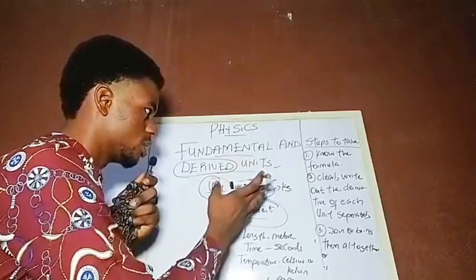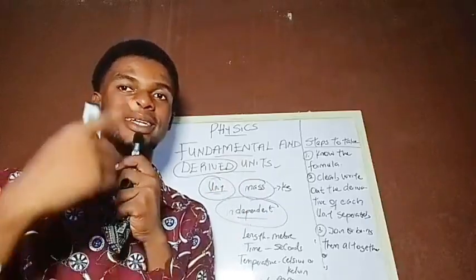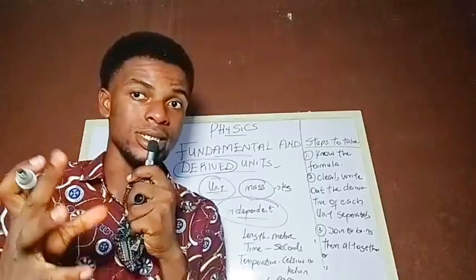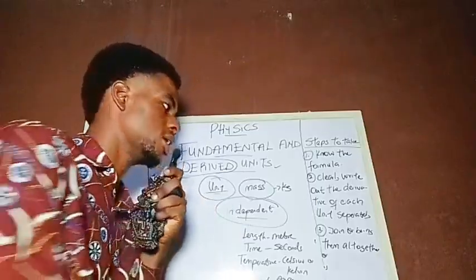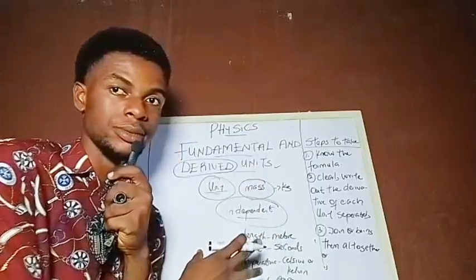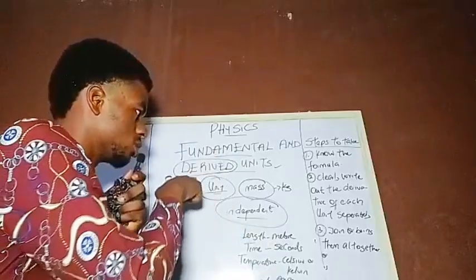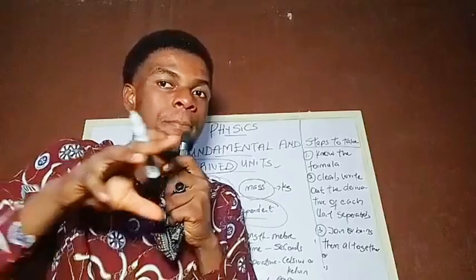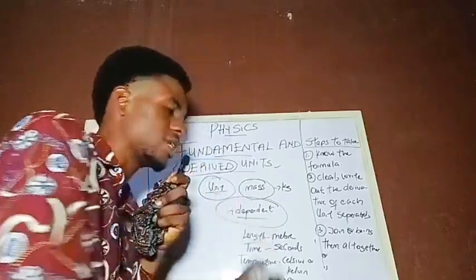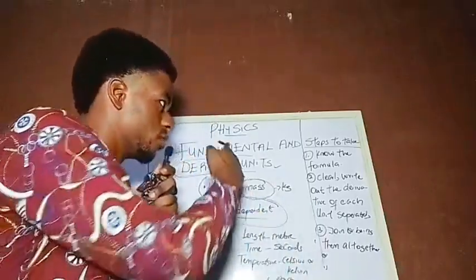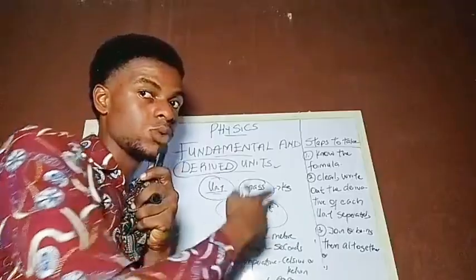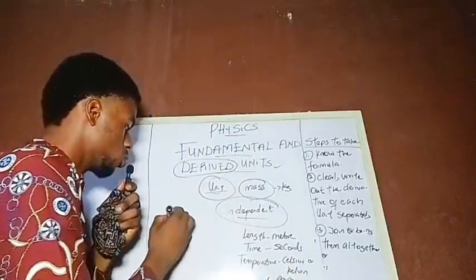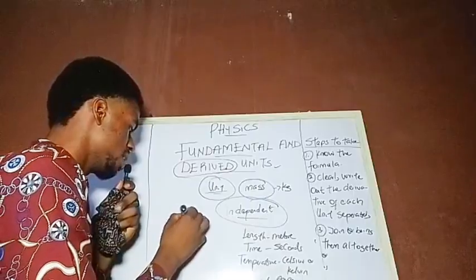Now, moving to the next one. What are derived units? A derived unit is a unit that is dependent on the fundamental units. From the word derived, it means that they are units that are dependent on the fundamental units. A fundamental unit, like I said, is independent, and I gave examples. Now, examples of derived units.